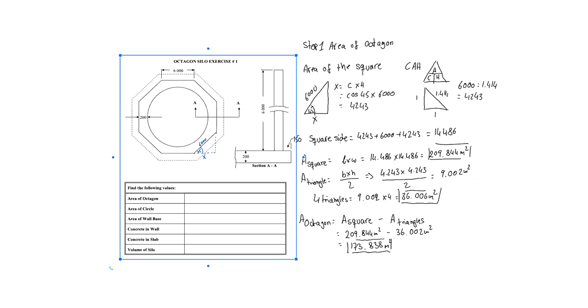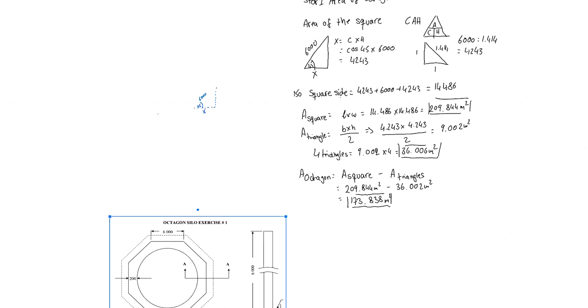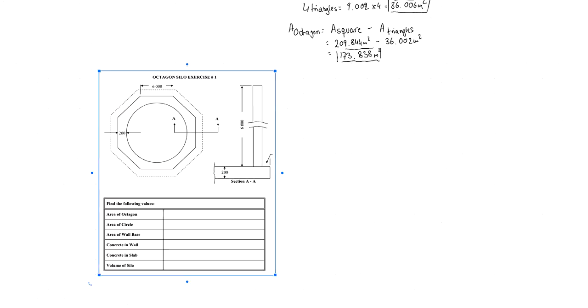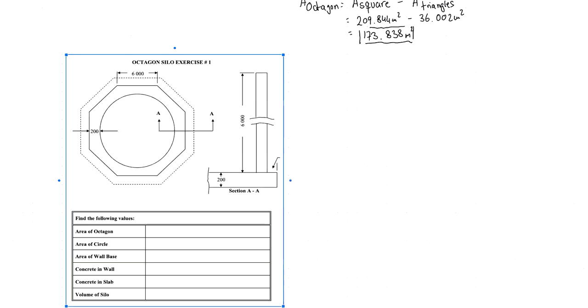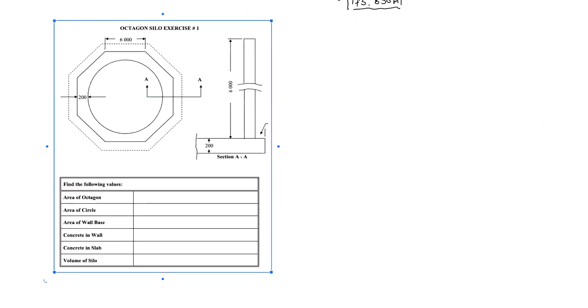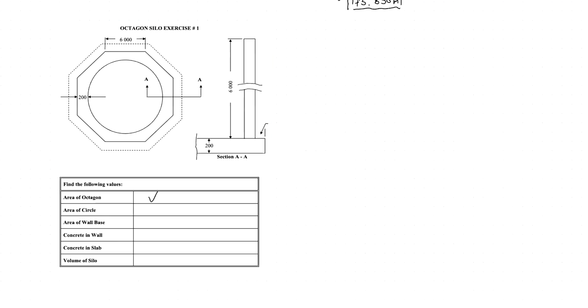And move this guy down so that we have a little bit more working room. Okay, so we figured out our area of the octagon, and I'm just going to do a check mark because I'm going to end up moving it again and we're going to lose the number anyway. So what's the next one?